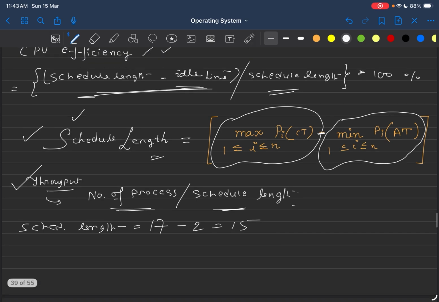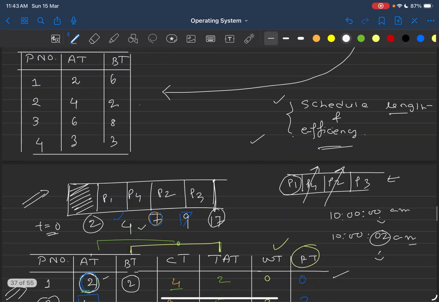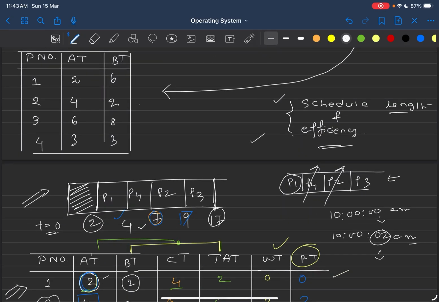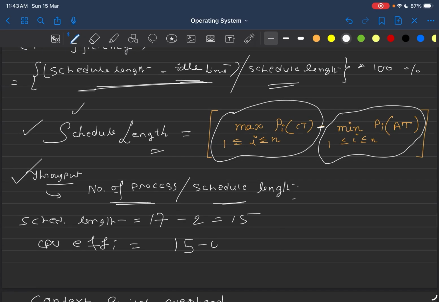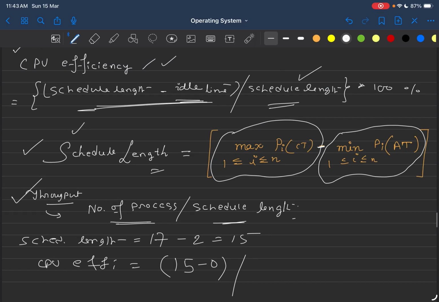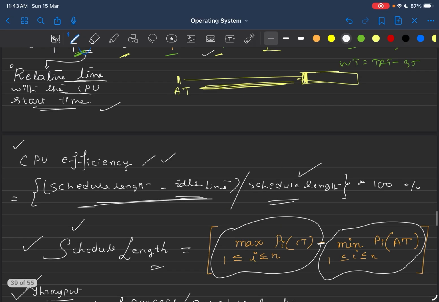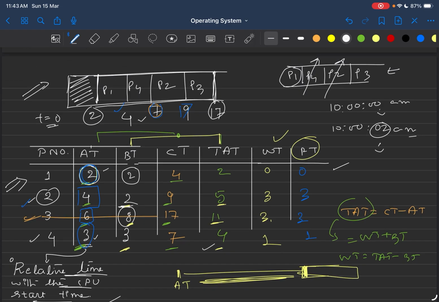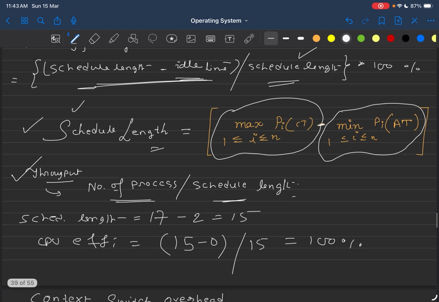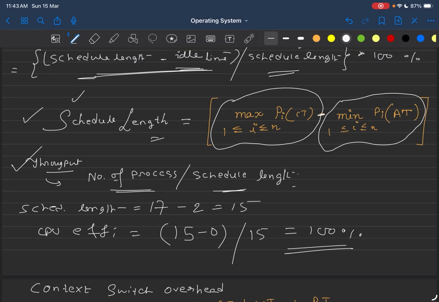Now let's calculate the CPU efficiency. Schedule length is how much? 15. In your schedule length there is no idle time. From this point your schedule started, and if you see there is no time when your CPU was idle. Every second your CPU was doing something. So this idle time is 0, divided by schedule length, which is 15. So that is 100%. In this example IO is not considered and the context switch time is not considered. That is why we have received this CPU efficiency to be 100%. But in practice this is never possible. In future we will be seeing such examples as well.